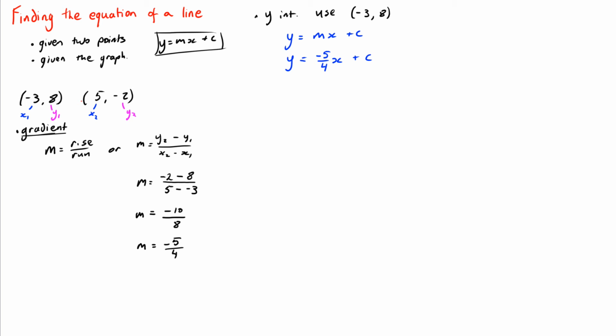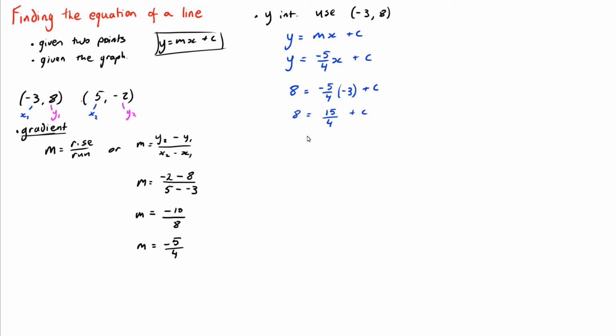So when I see a y, I replace it with an 8. When I see x, I replace it with -3. I like to use brackets when you're working with negatives. Essentially what we've got is -5 on 4 times -3. 2 negatives, -5 and -3, become a positive. 5 and 3 make 15. So I've got 15 quarters plus c.